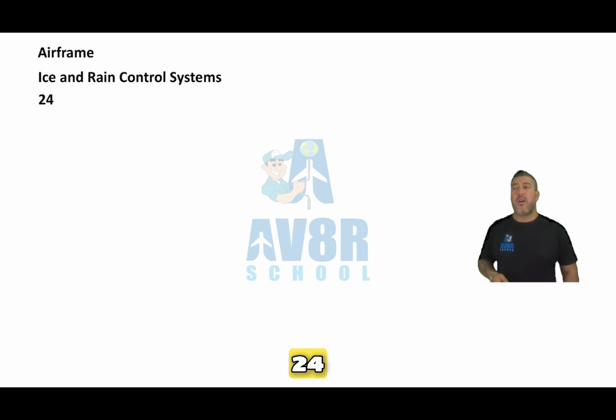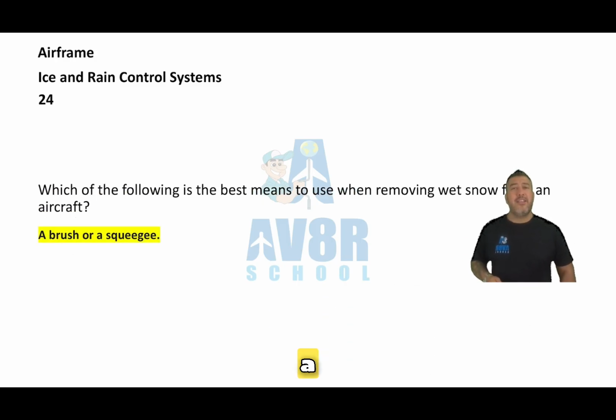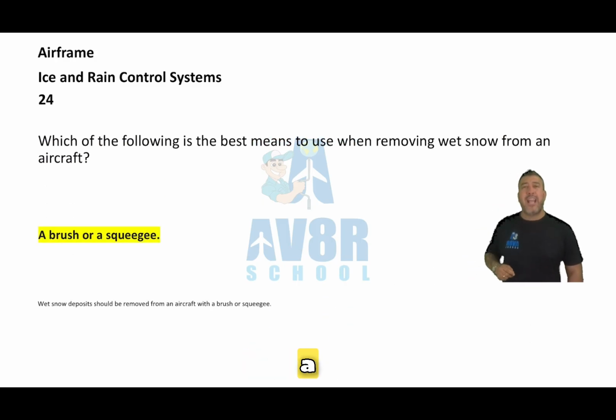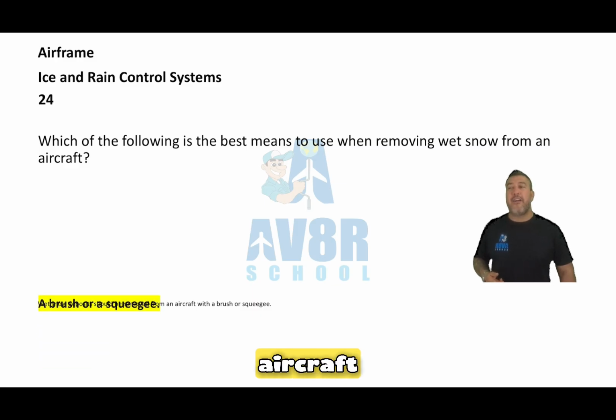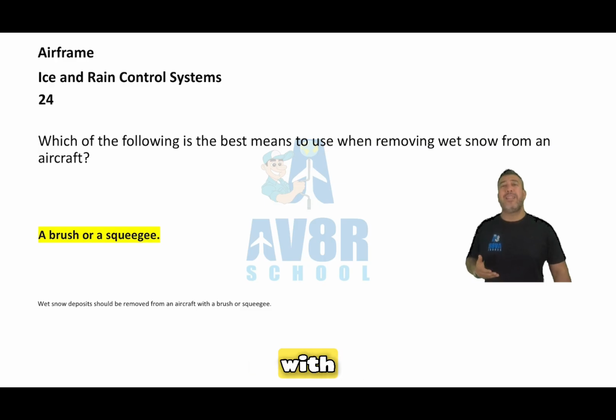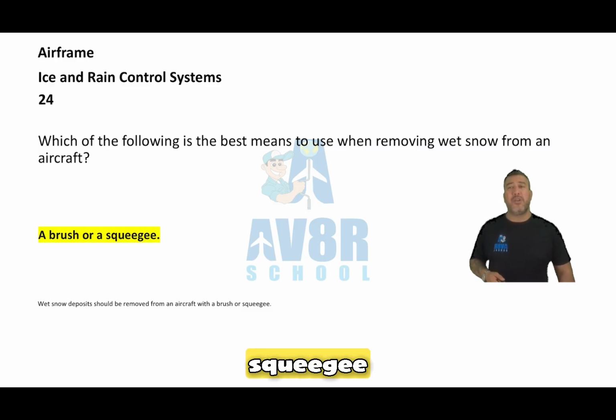Number 24, a brush or a squeegee. Which of the following is the best means to use when removing wet snow from the aircraft? Wet snow is best removed with a brush or a squeegee.